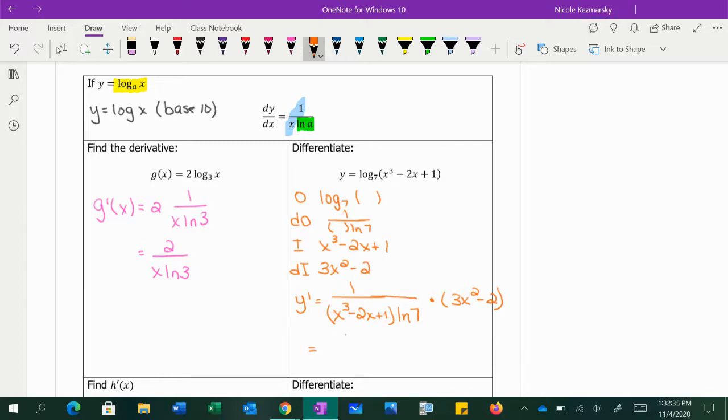If we want to clean this up, we can put the 3x squared minus 2 in the top, and then the rest of it stays the same in the bottom. Plus 1, natural log of 7.